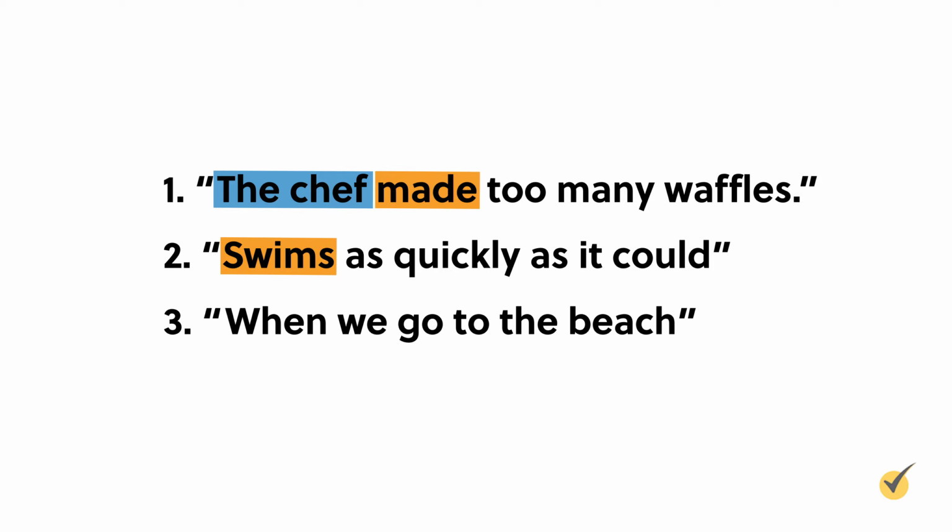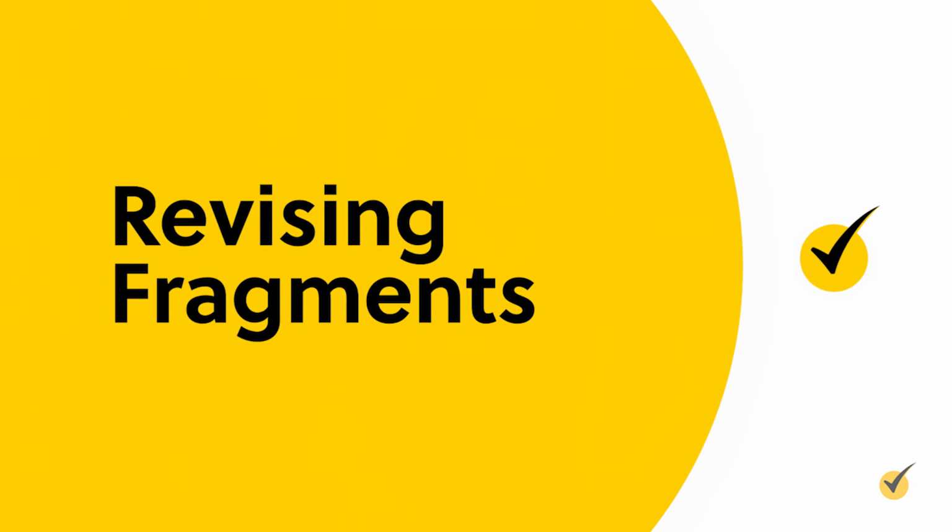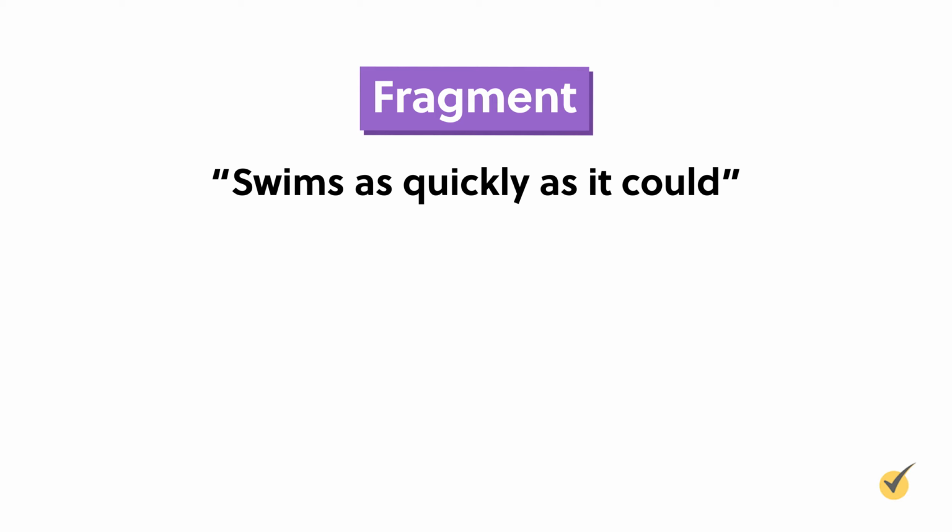Our third example is also a fragment. Although it does contain a subject, we, and a predicate, go to the beach, the word when is conditional, so we're left with an incomplete thought. We're left with the question, what happens when we go to the beach? Once we identify a fragment, we can then work on turning it into a complete sentence. In order to revise a fragment, we simply need to insert the missing subject or predicate. In the example, swims as quickly as it could, the resulting question is, who swims, indicating that we're missing a subject.